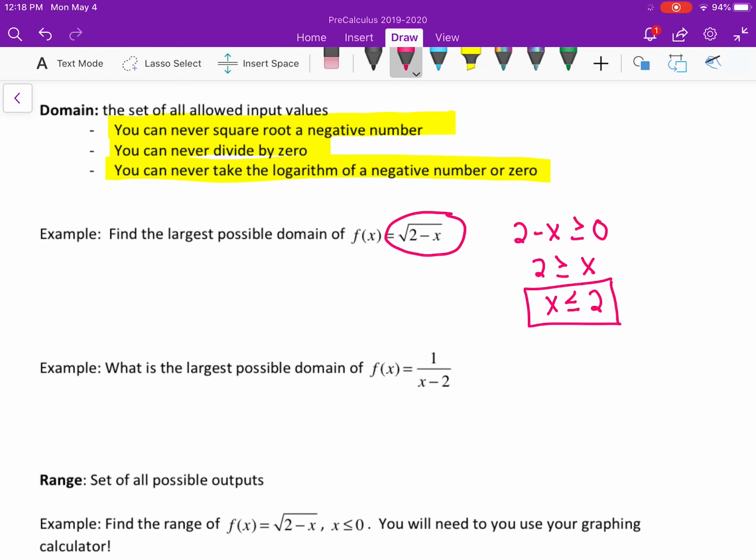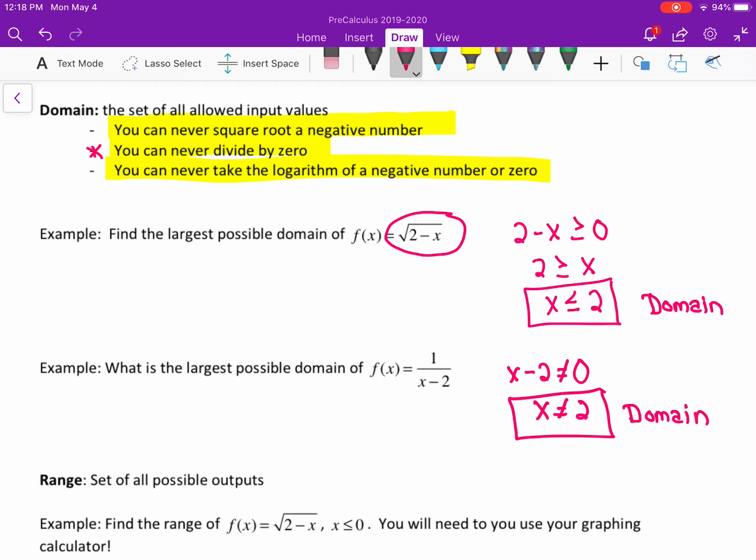All right, this deals with rule number 2 up here. You can never divide by 0. So x minus 2 can never equal 0. x cannot equal 2. That's it. So this is the domain for this. This is the domain for this. And hopefully this is all review.